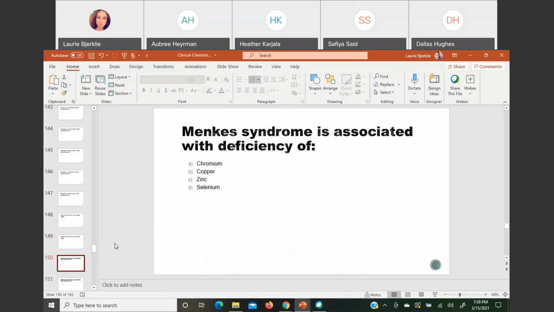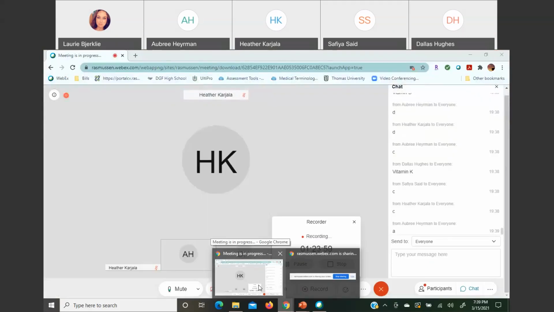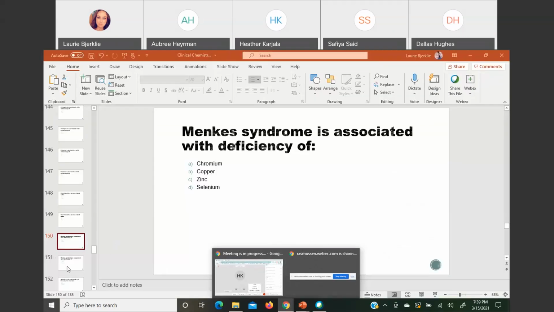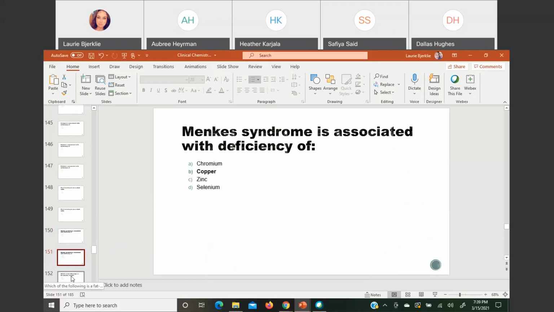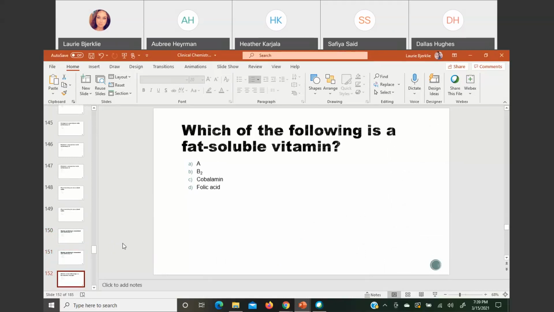Menkes syndrome is associated with a deficiency of what element? Menkes syndrome. I thought this one might be a bit tougher for you guys. So you probably only mentioned it one time in chemistry 1, or maybe it was chemistry 2 when you got into trace elements, but it is copper. So if you have a deficiency of copper, it is Menkes syndrome. Which of the following is a fat-soluble vitamin?